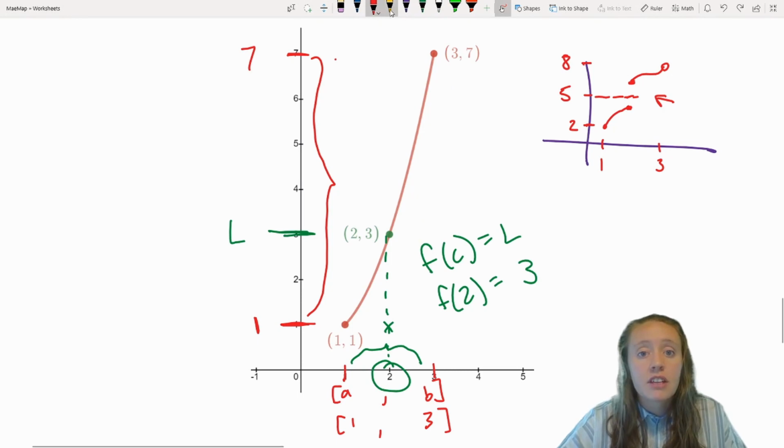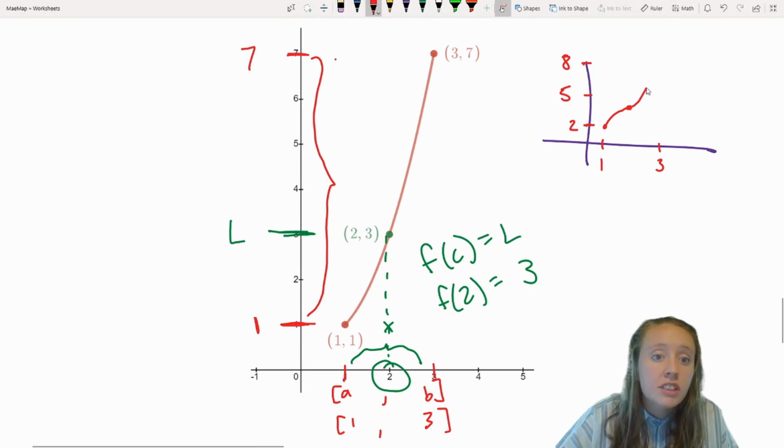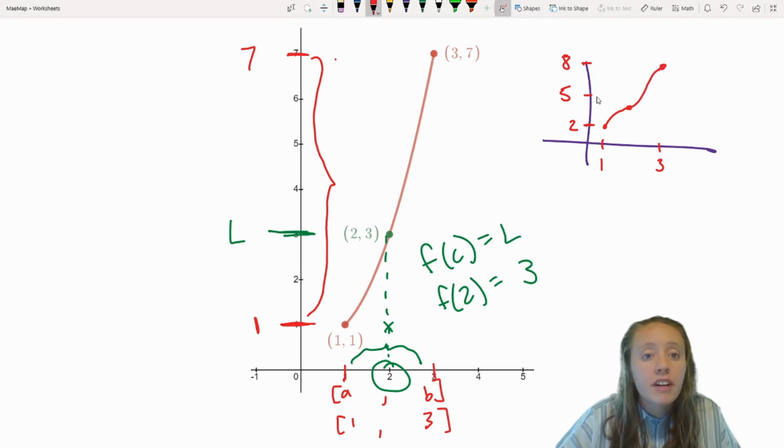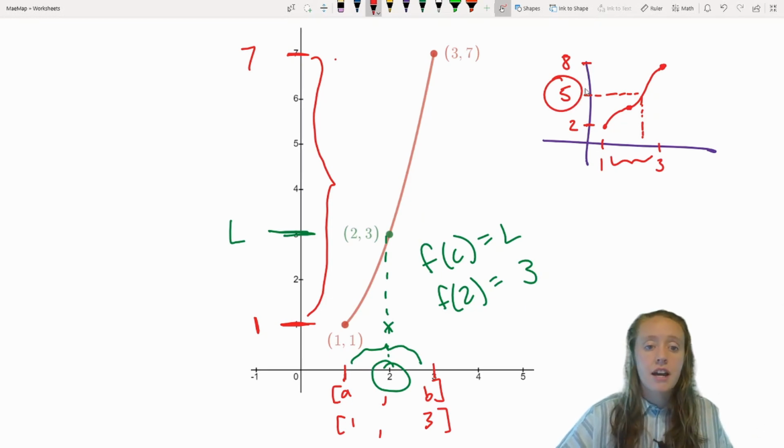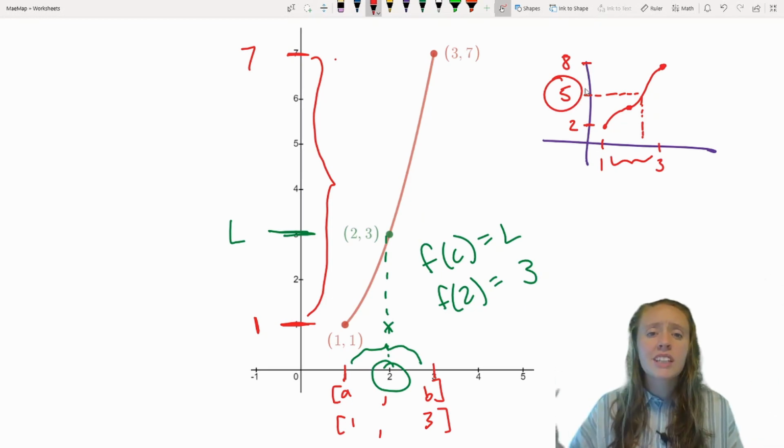However, if this was continuous, so let's go ahead and connect, you will see that I will indeed be able to find some value within that interval of 1 to 3 that gives me that L of 5. And there we go, that's a quick overview of the intermediate value theorem.